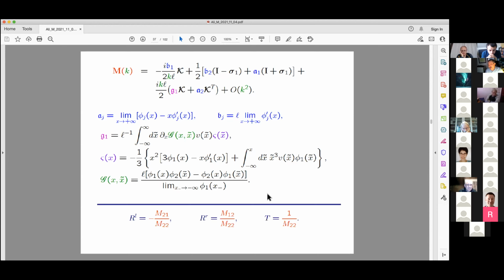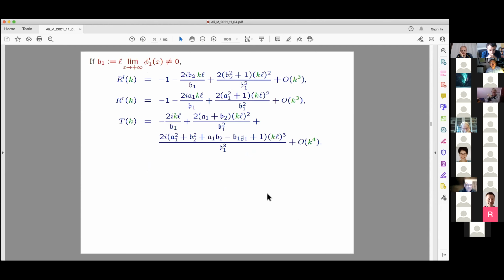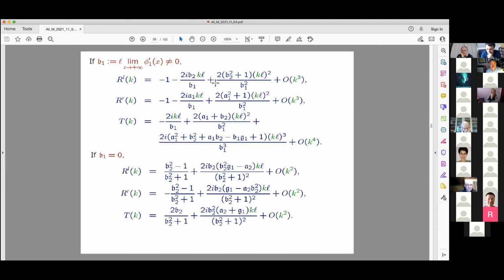Now, once we have the expansion for the transfer matrix, we can get the expansion for the reflection and transmission amplitudes. And here something strange happens. It turns out that the formulas depend on the value of this B1. B1 was the asymptotic value for phi1 prime at x going to plus infinity. If that is not 0, you get these formulas. And if that is 0, you get a second set of formulas. And these are very different.